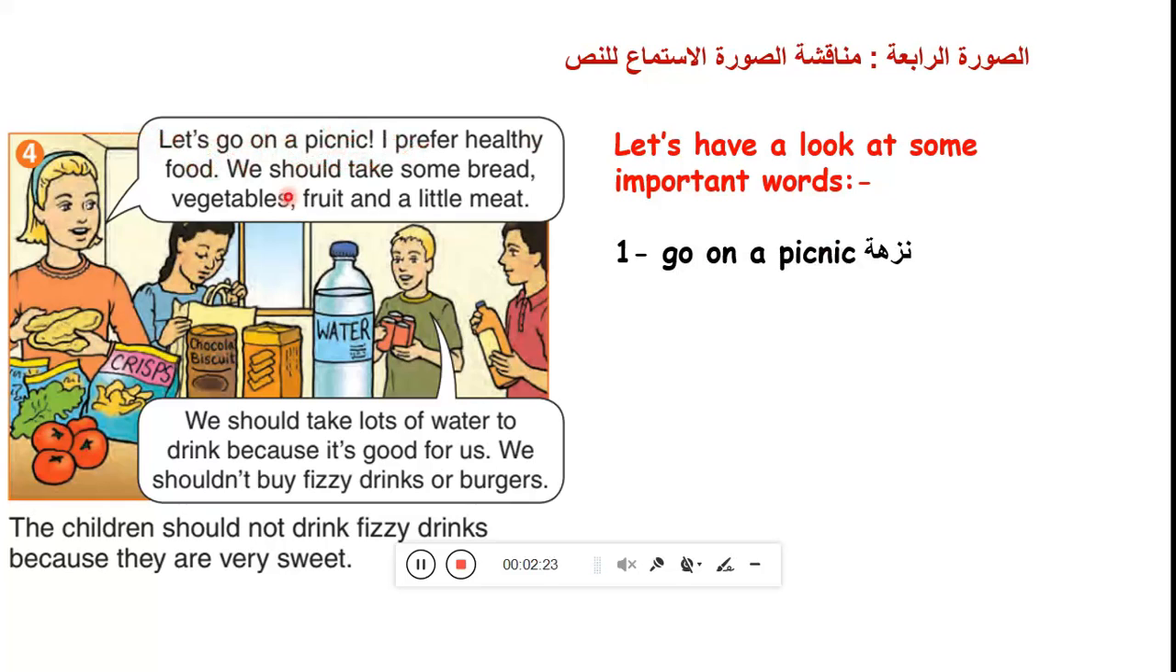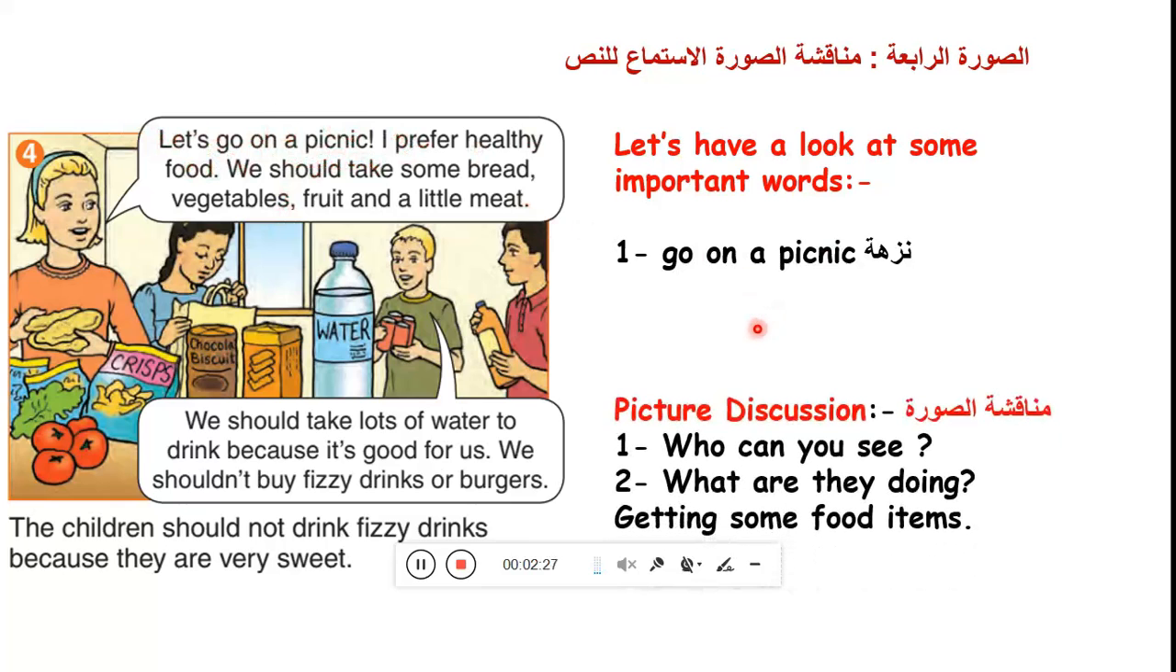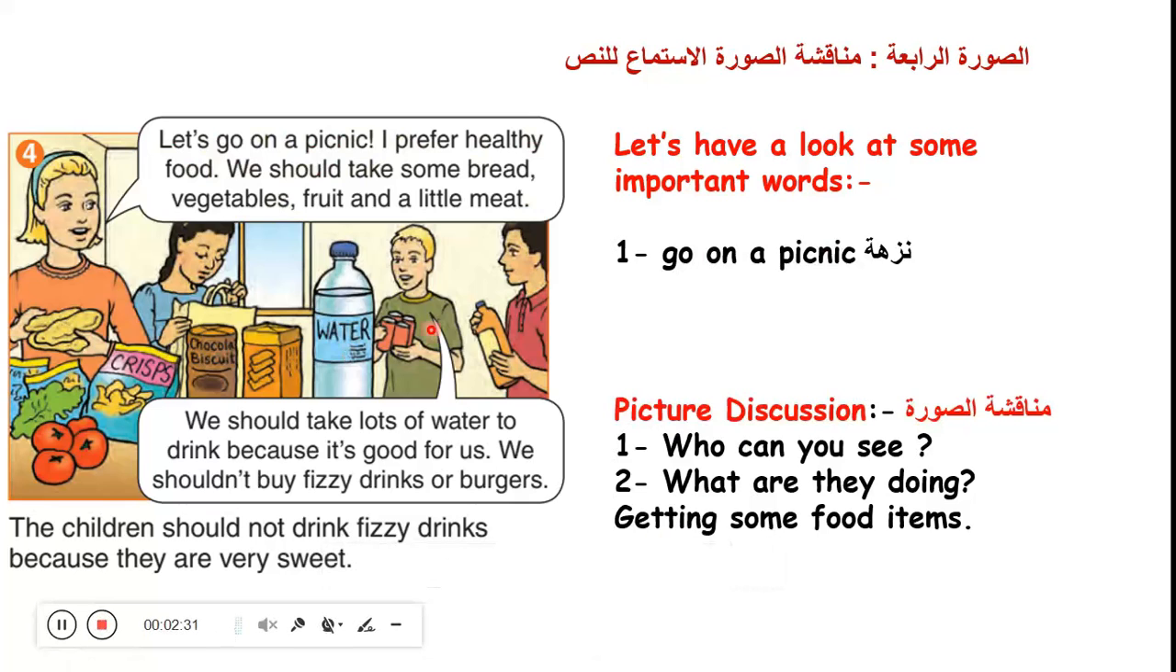خلينا نذهب في نزهة. بدهم يعدوا لنزهة. Now let's see what questions we have about this picture. Who can you see? Who are these children? As you see here, we have Rania, Ben, Omar, and Amy.